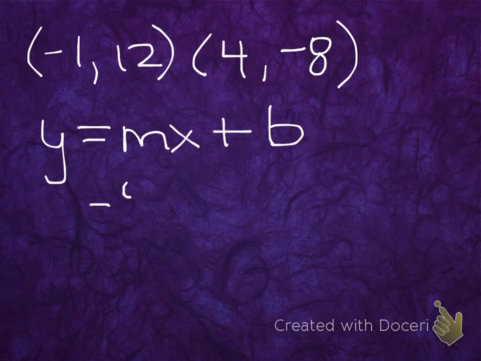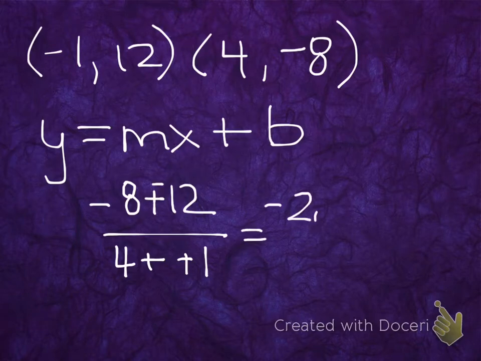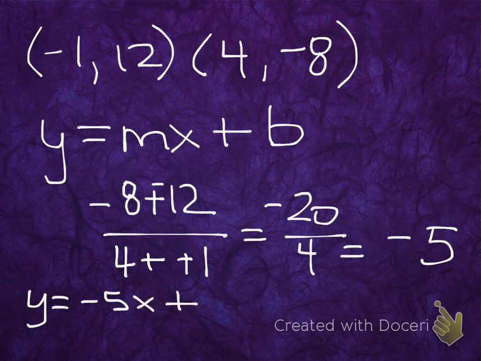So the slope, we need to subtract the y values over subtract the x values. So we get negative 20 over 4, which simplifies to negative 5. So I'm going to plug in the slope, and then the process continues to be the same as the last two examples. But the difference between this problem and the last two examples is that we had to first find the slope if we're not given it.